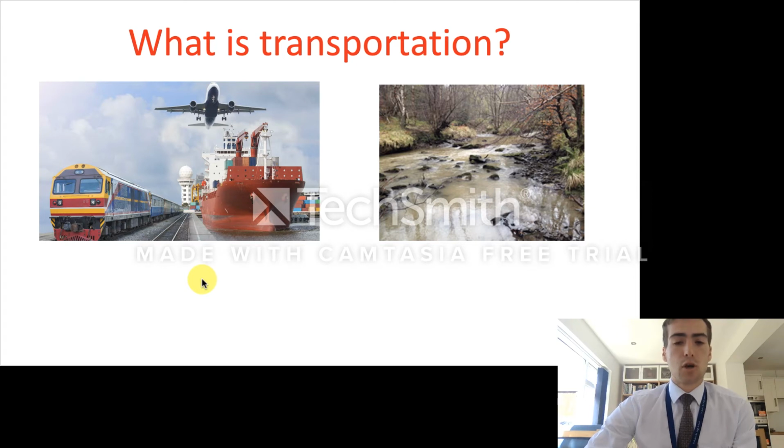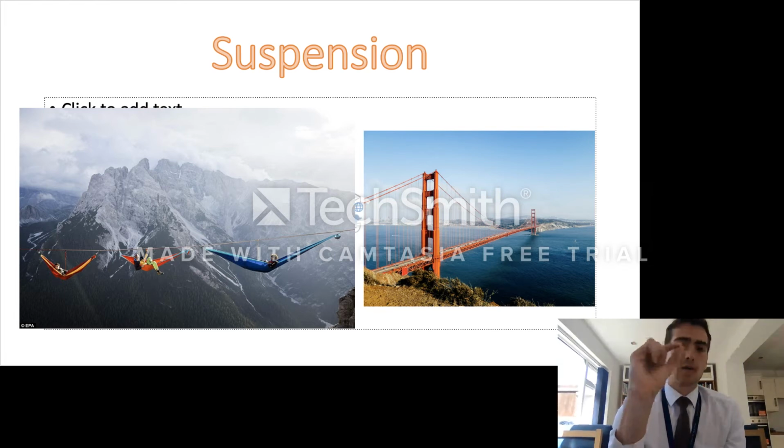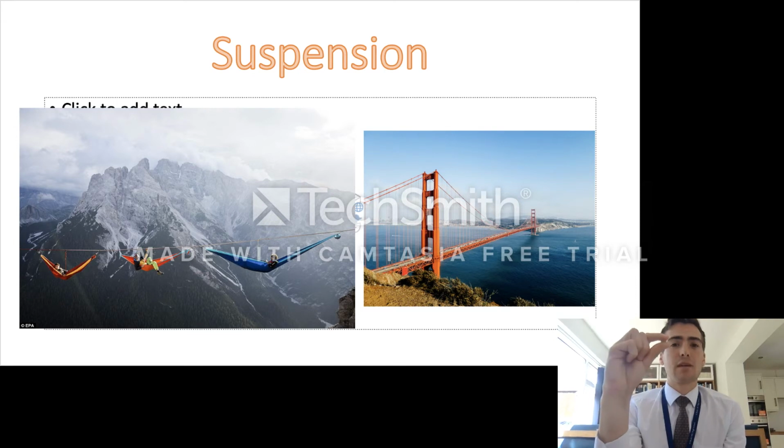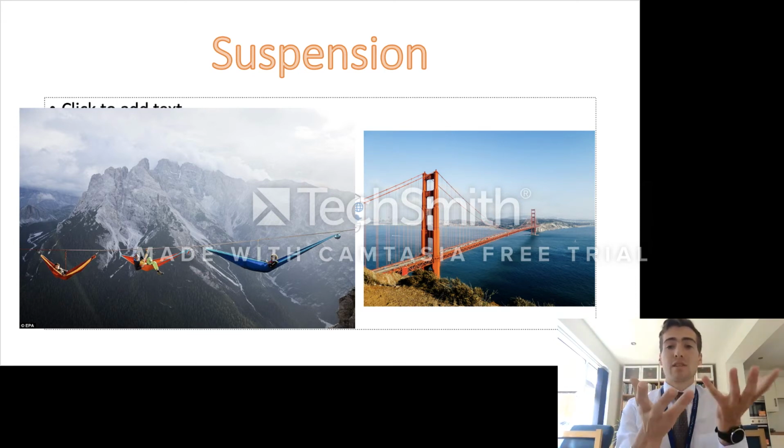Okay, so there's 4 different types of transportation that happen in a river, and I'm just going to talk through them now. So this first one is suspension. So suspension, very simple. The smallest rocks, the really ones that aren't particularly heavy, they will simply be carried in the river, so they will be suspended.